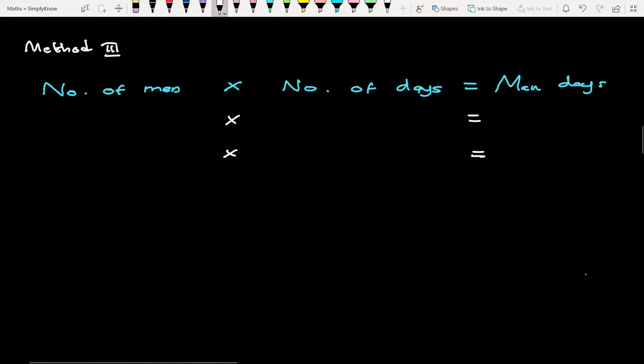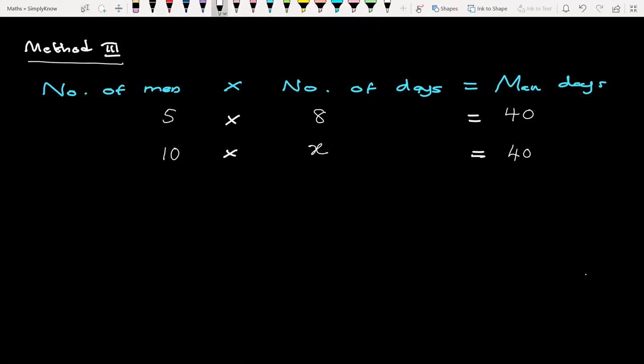Now, according to the third method, 5 men takes 8 days to complete the task. So, there will be 5 times 8, 40 man days. Then what about 10 men? How many days will be taken by 10 men to complete the same task? So our man days will be 40 because this is the same task. And number of days we should find now. So let's call it X.